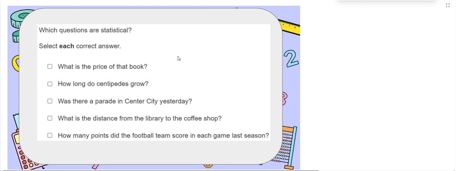And here we go. So this first one, which questions are statistical? So remember, statistical questions are questions that every individual person would have a unique answer. So let's take a look. What is the price of that book? Well, there's only one answer to that question, so that is not statistical. How long do centipedes grow? Again, not statistical because there is a single answer to that question.